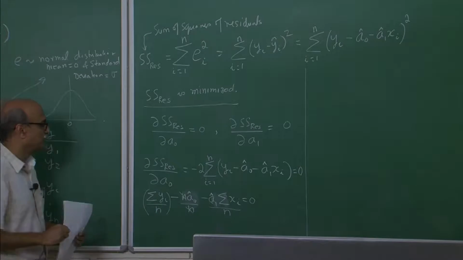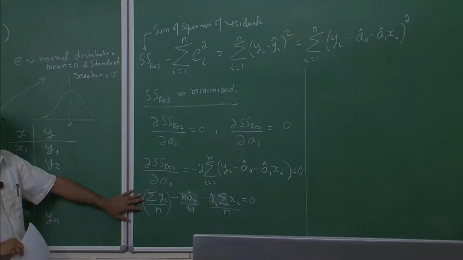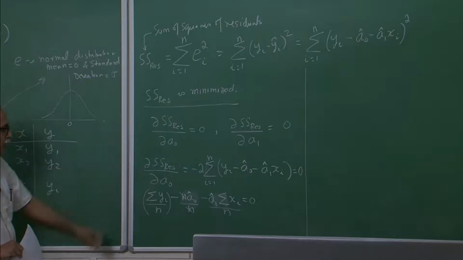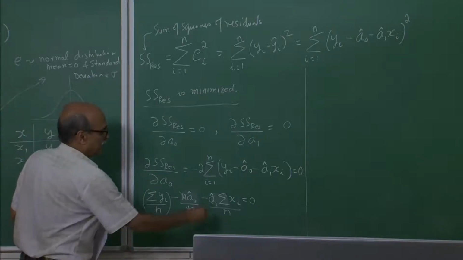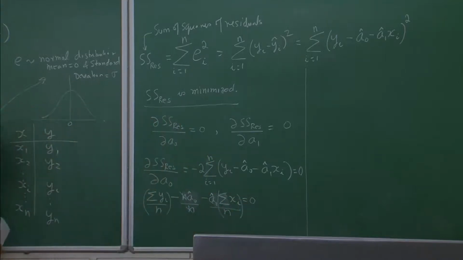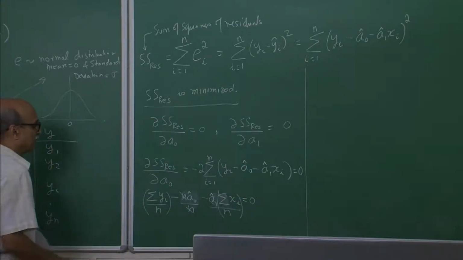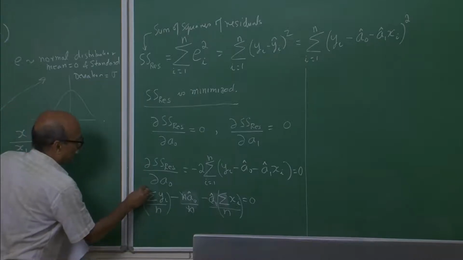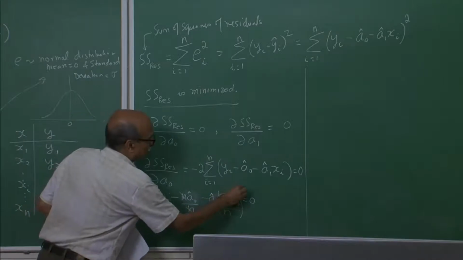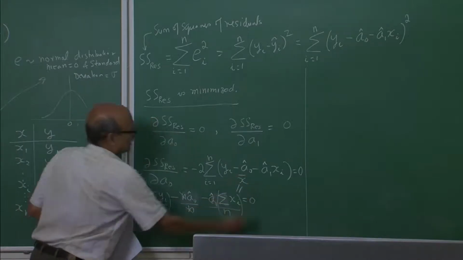What is this term? This is the average value of y. Simply add up all the y's, divide by n, giving you an average y. Similarly, this term here, summation x_i upon n, is the average value of x. So, let me call this value y bar, and let me call this value x bar.